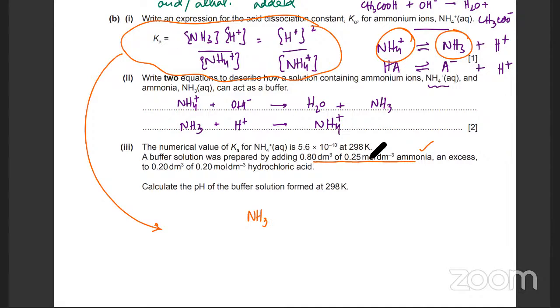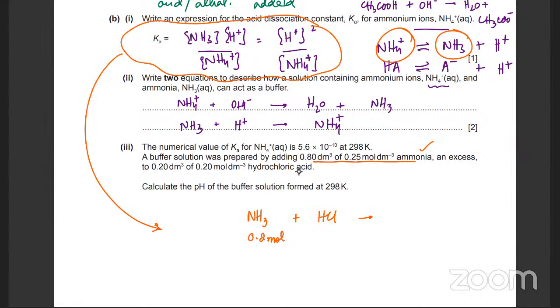What's 0.8 mole per dm cube? 0.8 into 0.25, 0.2. So you're getting 0.2 moles. So you had 0.2 moles of ammonia, right? Remember, initially there is no buffer, there's ammonia. And he reacts it with HCl. Tell me the moles of HCl.